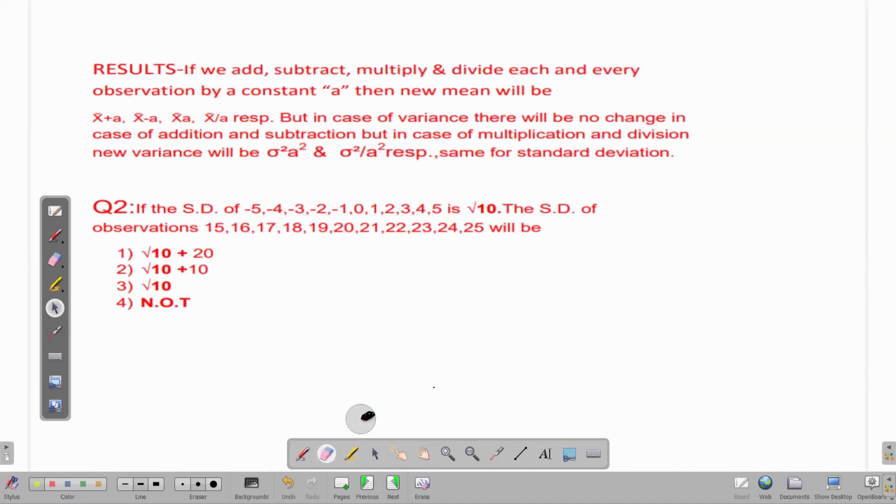look at a few more results. What I have written: if we add, subtract, multiply and divide each and every observation by a constant a, then the new mean will be x bar plus a if I add, x bar minus a if I subtract, x bar into a if I multiply each term by a, and x bar by a if I divide each term by a. But in case of variance, there will be no change in case of addition and subtraction. In case of multiplication and division, the new variance will be sigma square a square and sigma square by a square respectively. Same for standard deviation.